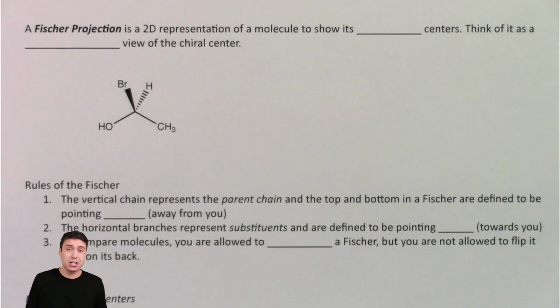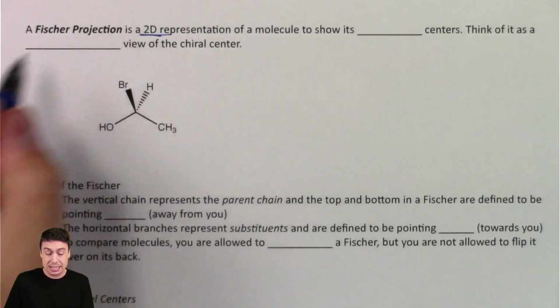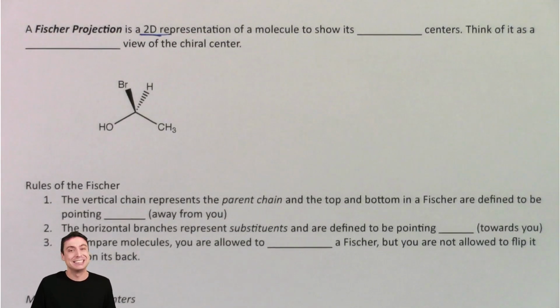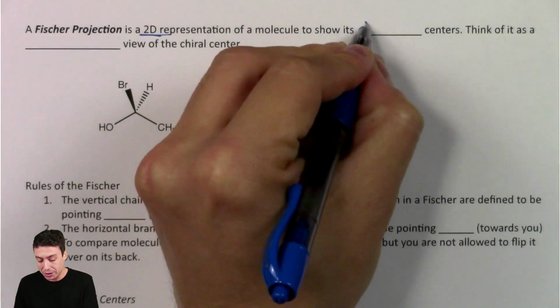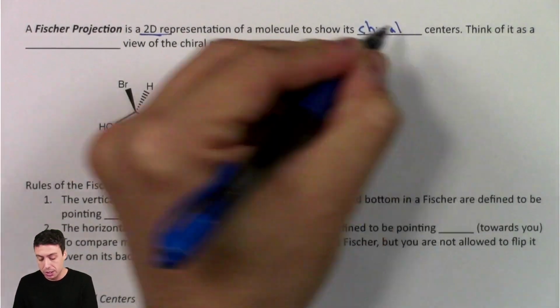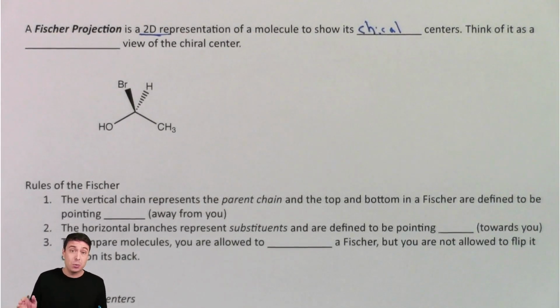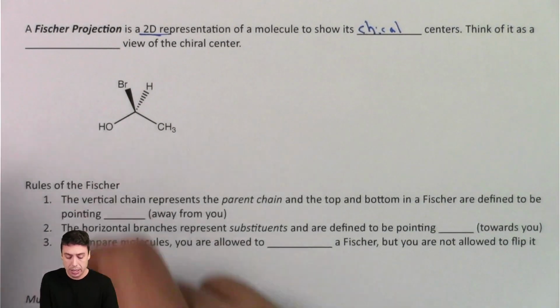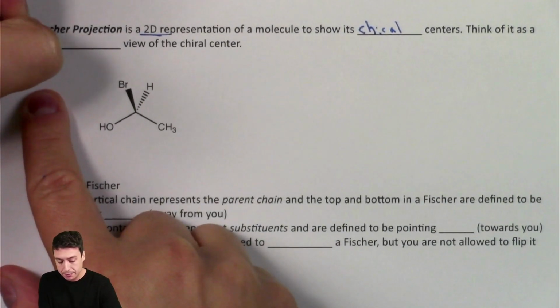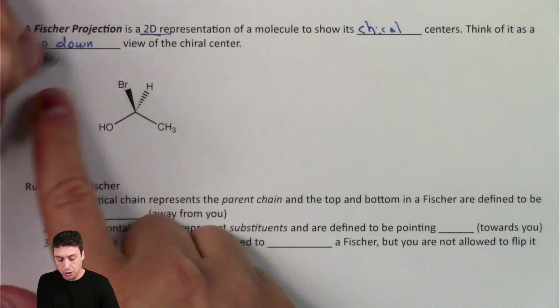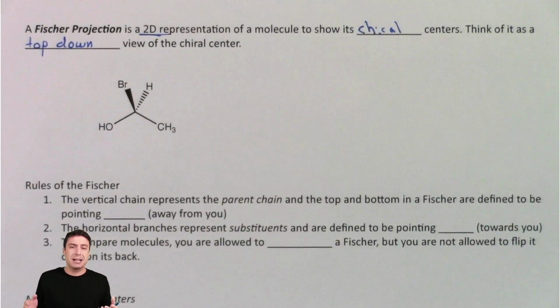But a Fischer projection basically is just a way to represent a chiral center in a nice 2D simple representation. And you're like, yeah, you say simple, but I know it's not going to be simple. So the goal is we are showing the chiral centers of a molecule, but in a simple two-dimensional, not 3D way. The way to think about this is imagine that we're looking at the molecule and we're looking at a top-down view of the chiral center. So what do you mean by top-down?